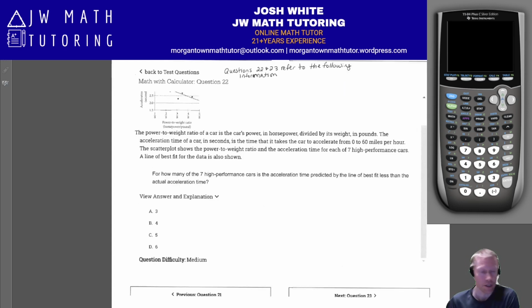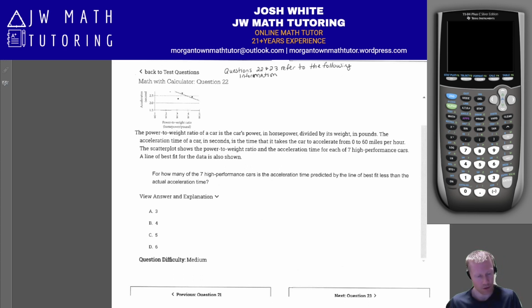Moving on now to the next question, problem number 22 and 23 both deal with this little graph here at the top. There's a full picture of the graph on the next page, so I'm going to jump to that just after I briefly discuss the question. So for here, they want to know for how many of these cars, basically for how many of the dots on the graph, is the predicted time less than actual.